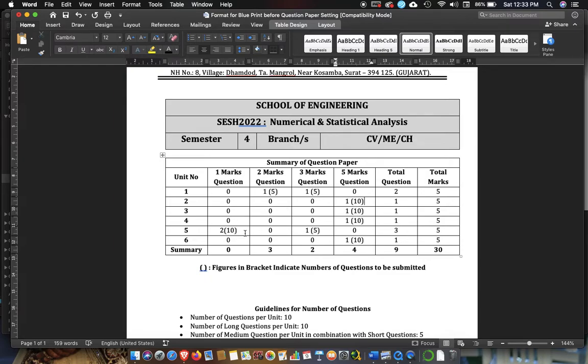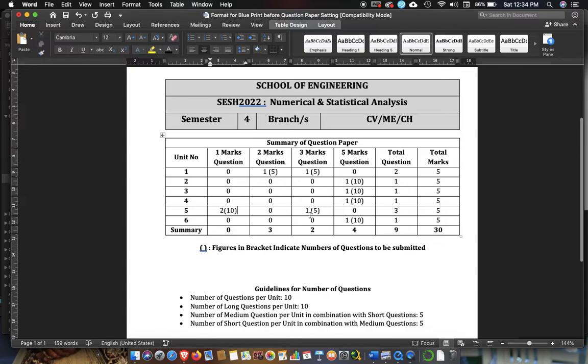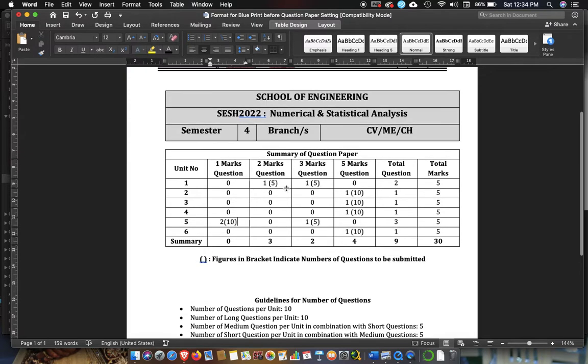Now when it comes to unit 5, I am going to ask 2 questions. For 2 questions I have to submit 10 questions. If I ask 3 questions, then I have to submit 15 questions. If I want to ask 4 questions, then I have to submit 4 multiplied by 5 equals 20 questions. So minimum 10 questions are going to be submitted. So total number of questions to be asked is 9 and total marks will be 30. This is how I am going to decide the blueprint.